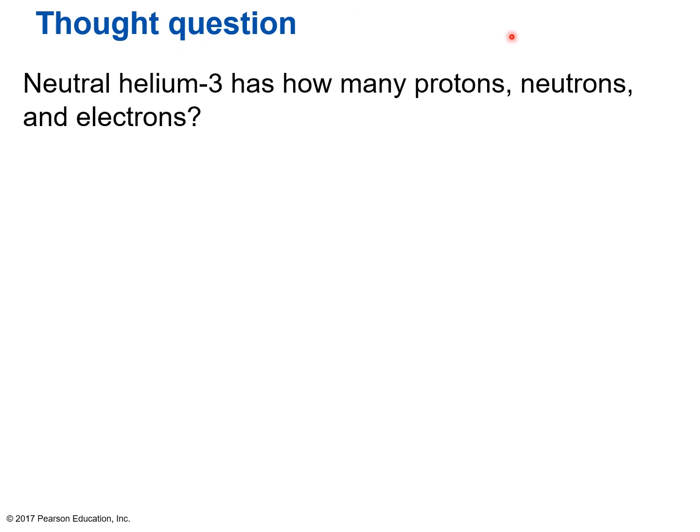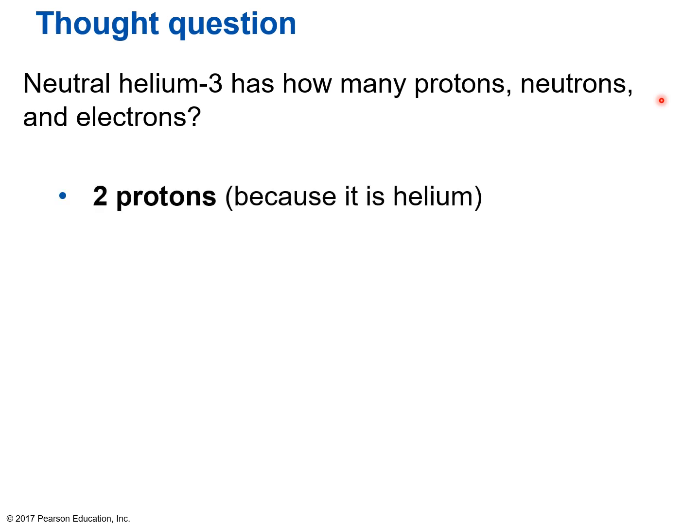Let's do another one. Neutral helium-3 has how many protons, neutrons, and electrons? The first thing you should do is think about how many protons. So if it's helium, and this is one of only 2 elements I told you you need to memorize, the others you can look up on a periodic table as needed. But helium, I want you to remember, is element number 2. That's its atomic number. That's the number of protons.